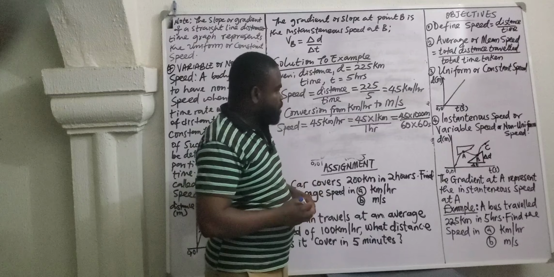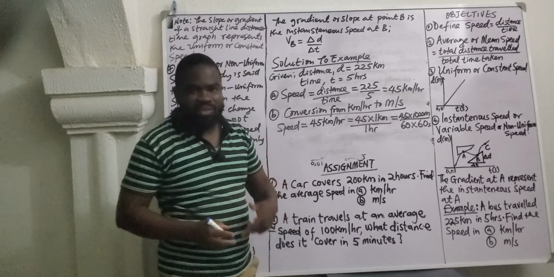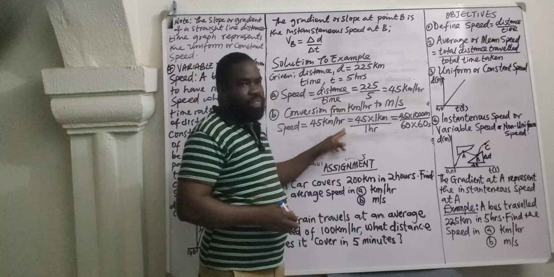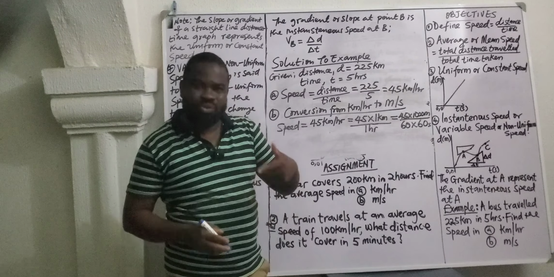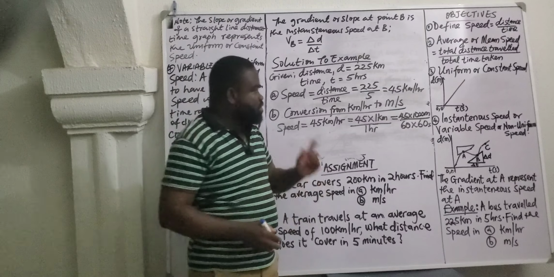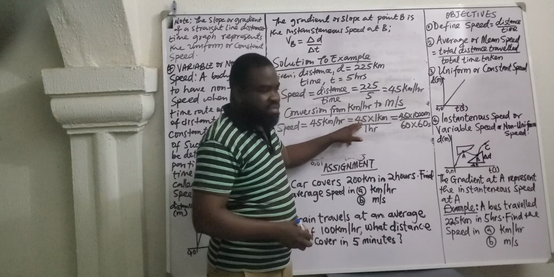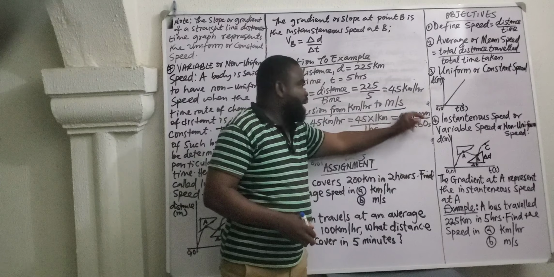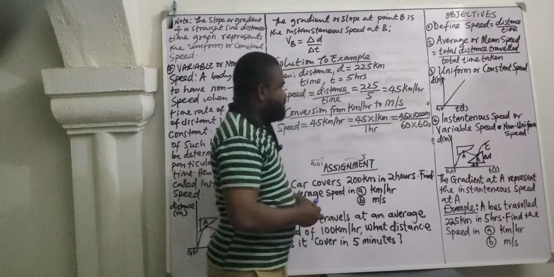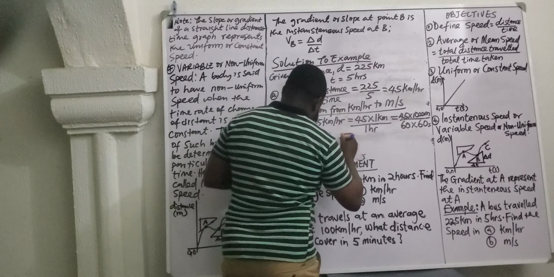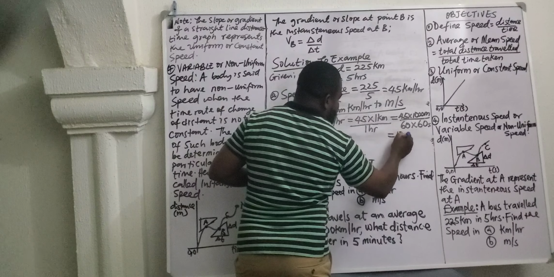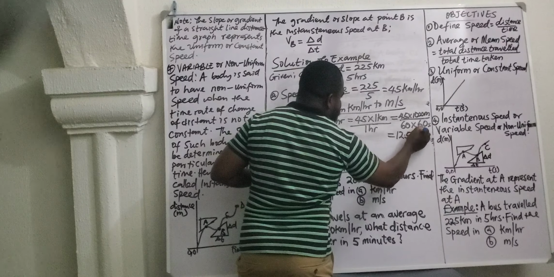Second. So what am I saying? If you are given any value going forward, speed, and it's in kilometer per hour, but you are required to convert it to meter per second, which is the SI unit of speed, then simply multiply the value by 1,000 and divide it by what? 60 times 60. If you do that, you will simply arrive at 12.5 meter per second.